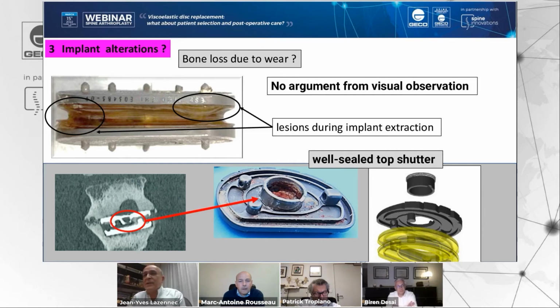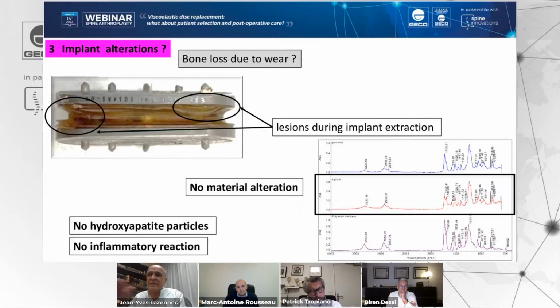What about implant alteration? Probably you are waiting for this. Unfortunately, I had to damage the implant a little bit. You see here the places where I put a very strong tool to remove, to extract the implant. But before the extraction, I had no argument from visual observation for a lesion of the implant. In addition, when analyzing the implant, we put a lot of attention on the top shutter to see if it was still well sealed and to see if there was some correlation with the bone loss in the inferior end plate.